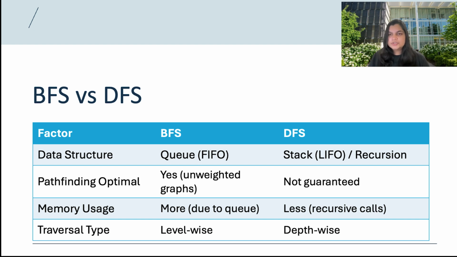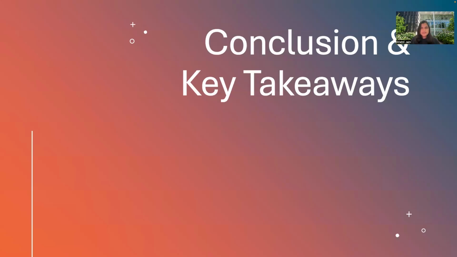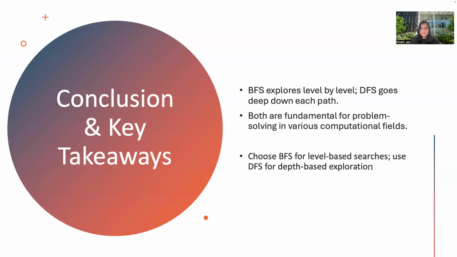The memory usage is more in case of BFS because of the use of the queue data structure. In DFS, it is less because there are recursive calls. The traversal type is level-wise in case of BFS, whereas in DFS, you go depth first. It is a depth-wise search. Now, let's look at the conclusion and the key takeaways.